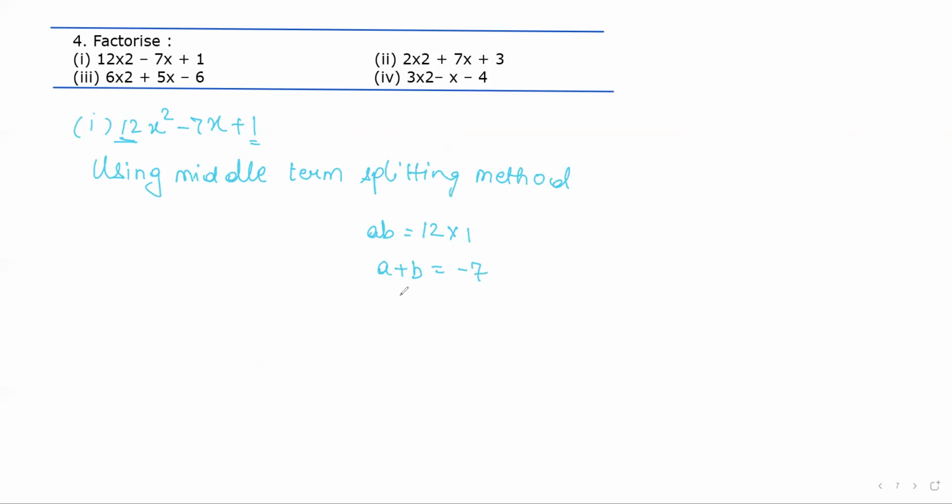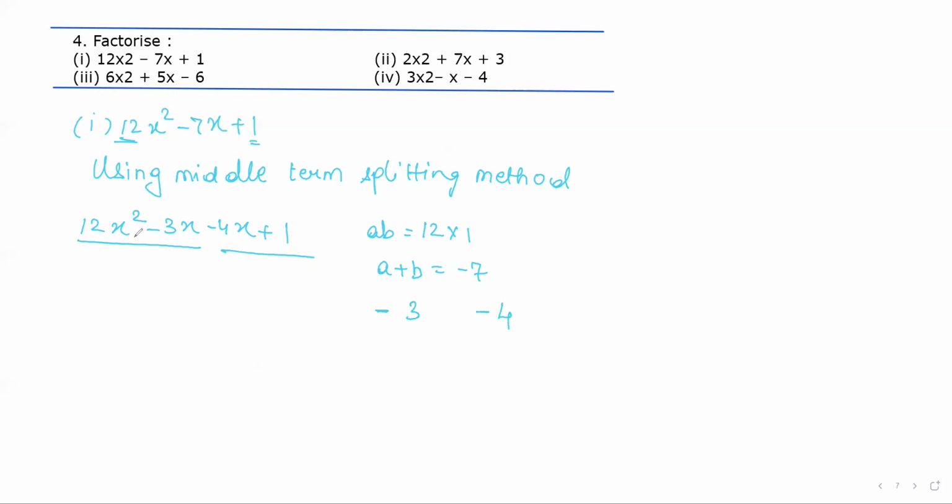Now, you have to find the values of a and b such that their addition is minus 7 and their multiplication is 12. Multiplication is 12, positive, and addition is minus 7, which means both values have to be negative. Factors of 12 which add up to 7 are 3 and 4. So your minus 7x gets split into minus 3x and minus 4x. Let's rewrite it: 12x squared minus 3x minus 4x plus 1.